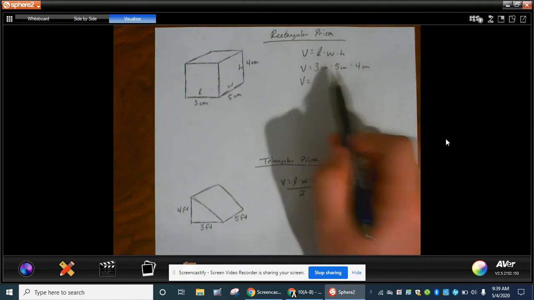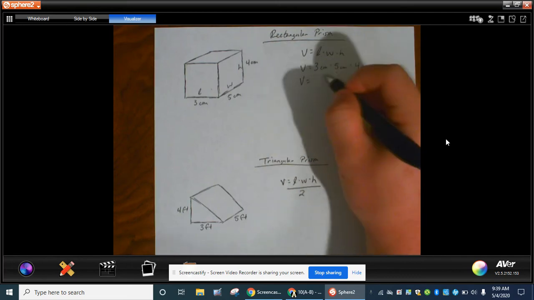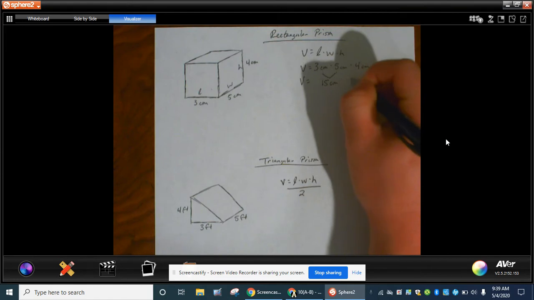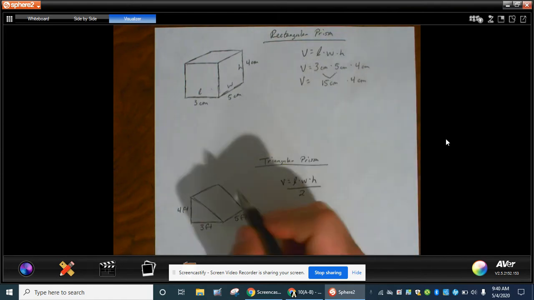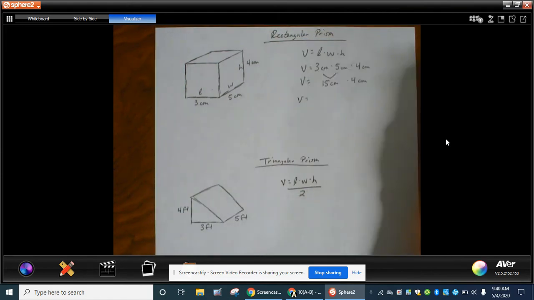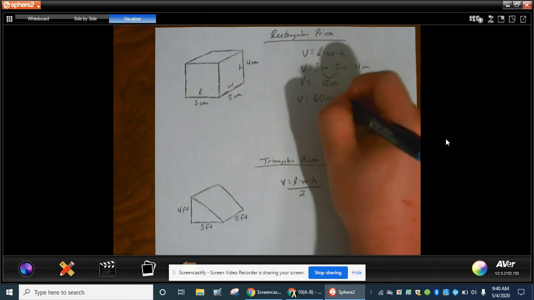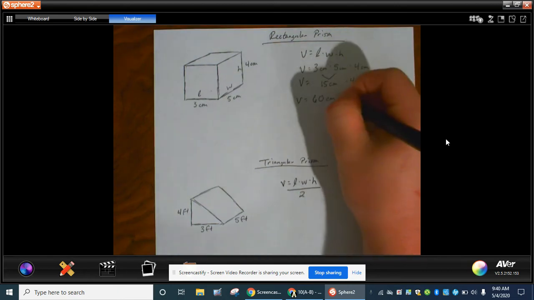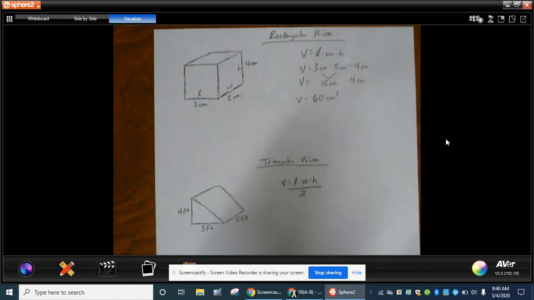I'm going to go ahead and combine these two. So these two become 15 centimeters multiplied by 4 centimeters, and then 15 times 4 is going to become 60 centimeters. Now, when we talk about area, we usually square our units. In this case, for volume, we're going to cube our units. So we're going to have 60 cubic centimeters.